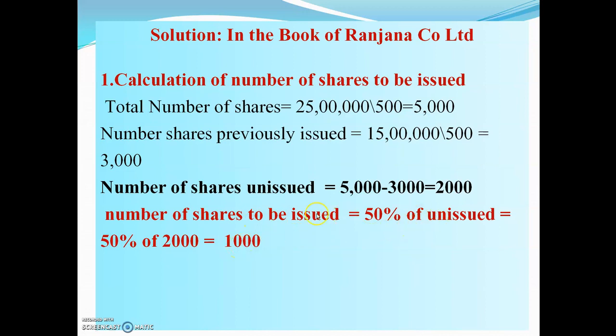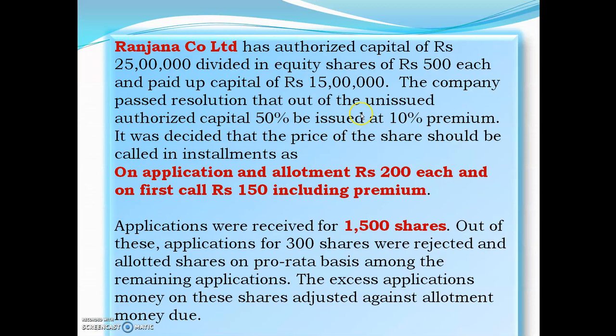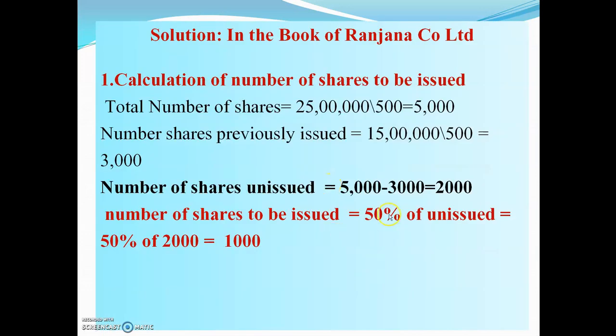This 50% of unissued is given in the question. See here, 50% to be issued obviously means 50% of unissued. So we have to do the calculation like this to find out the number of shares to be issued. This is the authorized capital, this is the paid up capital, and the difference between these two is the number of shares unissued, and we have to make the calculation, that is 50% of unissued, meaning 50% of 2000, the number of shares will come 1000.